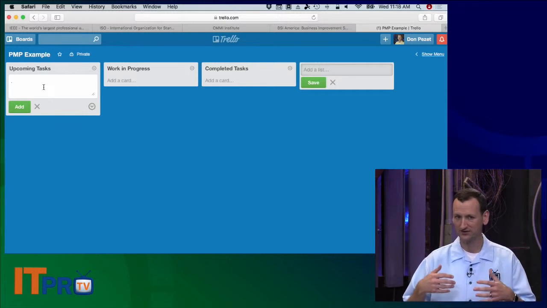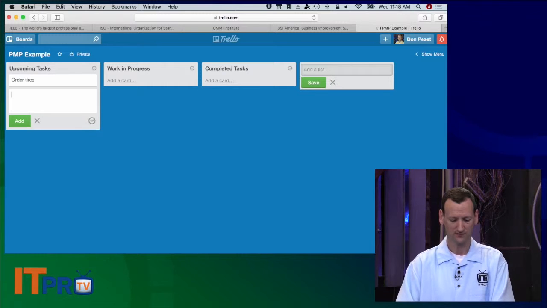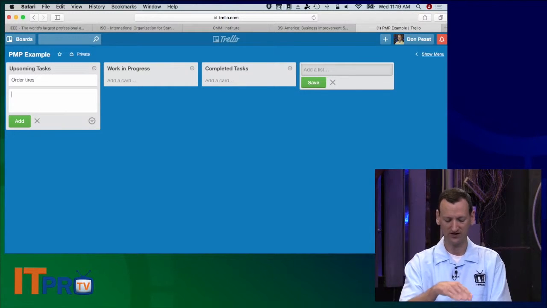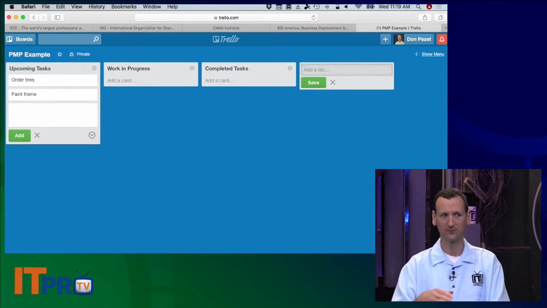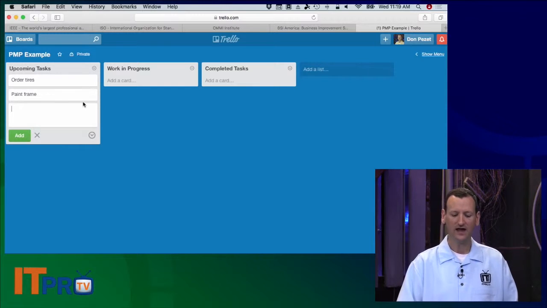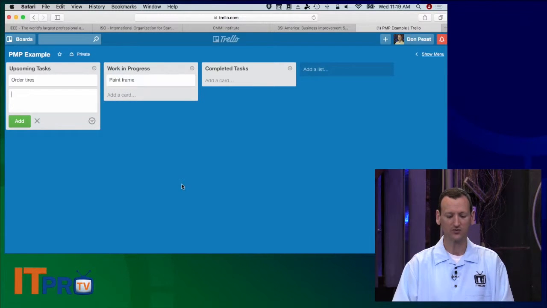So if I'm building a car, right, we might have order tires. We might have, whatever, each of these different items that are going to be in here. And so, paint the frame. So we're going to paint the frame. We're going to do each of these things. And as you start to do that work, okay, I've got this upcoming task, paint the frame. I'm ready to start painting. I'm just going to drag that and drop it into work in progress.